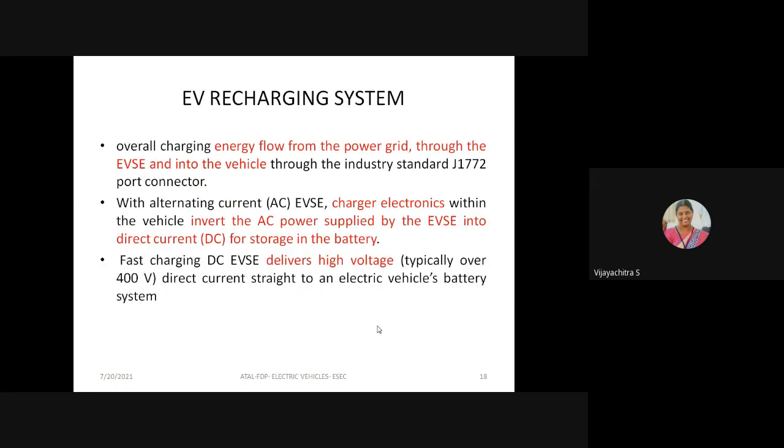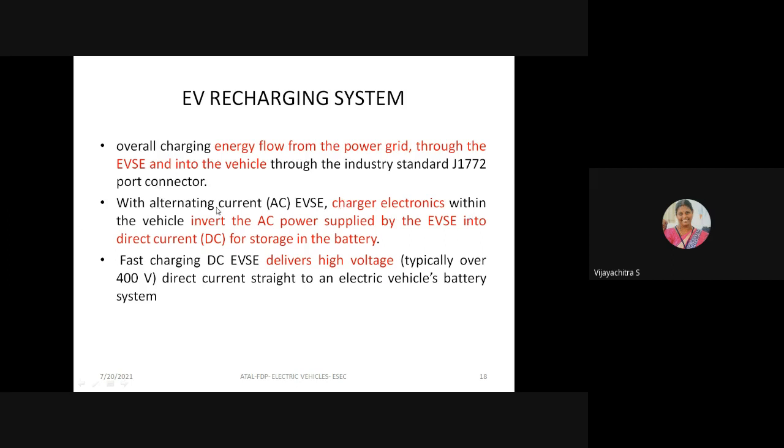So overall, charging energy flows from the power grid through EVSE and into the vehicle. This can be done by using a connector, which is called the industry standard J1772 port connector. This is the standard connector, so I can mention the number also: industry standard J1772 port connector.